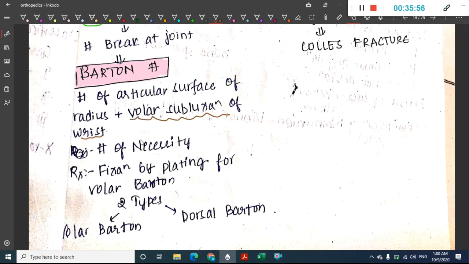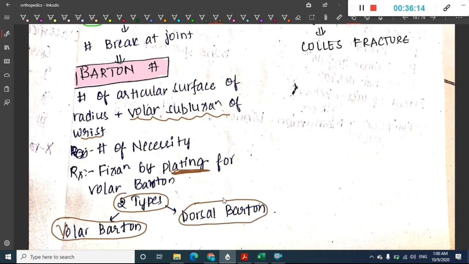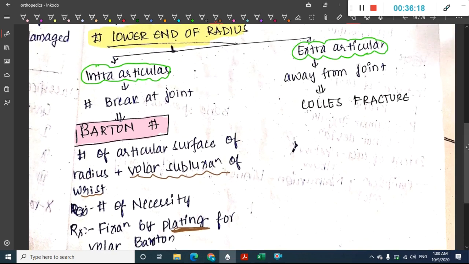So obviously it is a fracture of necessity, and you will have to fix this fracture by plating. We have two types of Barton's fracture: volar Barton fracture and dorsal Barton fracture. In volar Barton fracture, you will have to fix it with plating. So this is Barton's fracture. Then the extra-articular fractures are those which are away from the joint, and this includes Colles fracture.